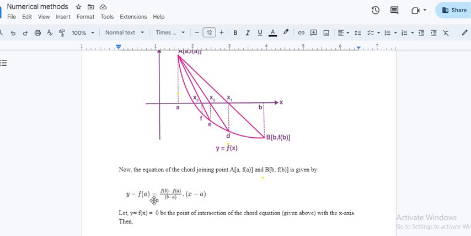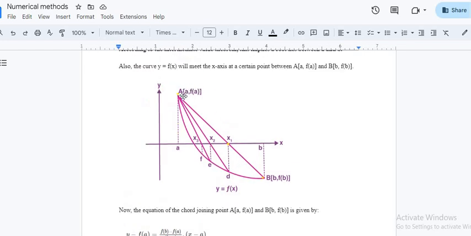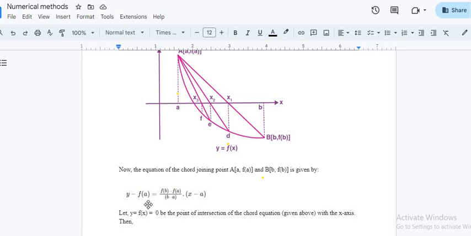We can rewrite this equation as y minus f of a, where y is the general form of the equation and f of a is the function value at point A. So y minus f(a) is equal to the slope value, f(b) minus f(a) divided by b minus a. This factor gives the slope of the system, multiplied with x minus a. This is the equation of the chord.